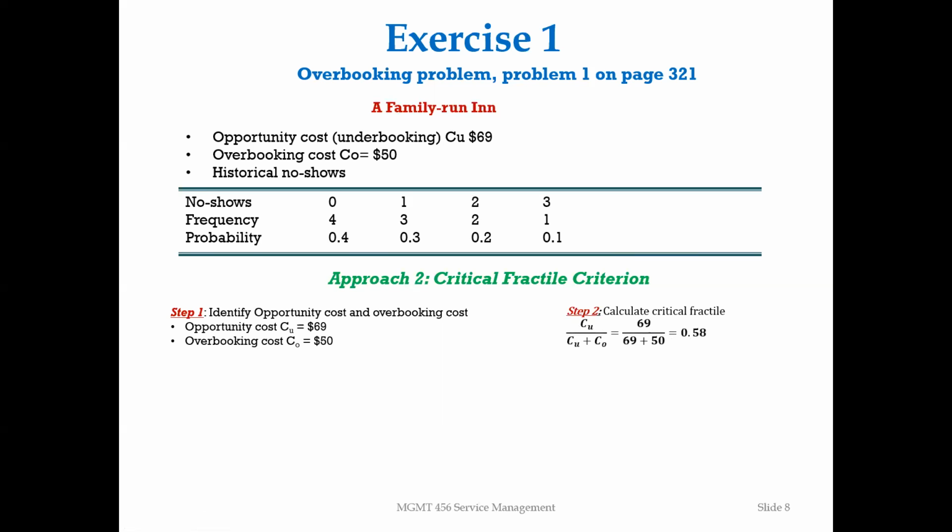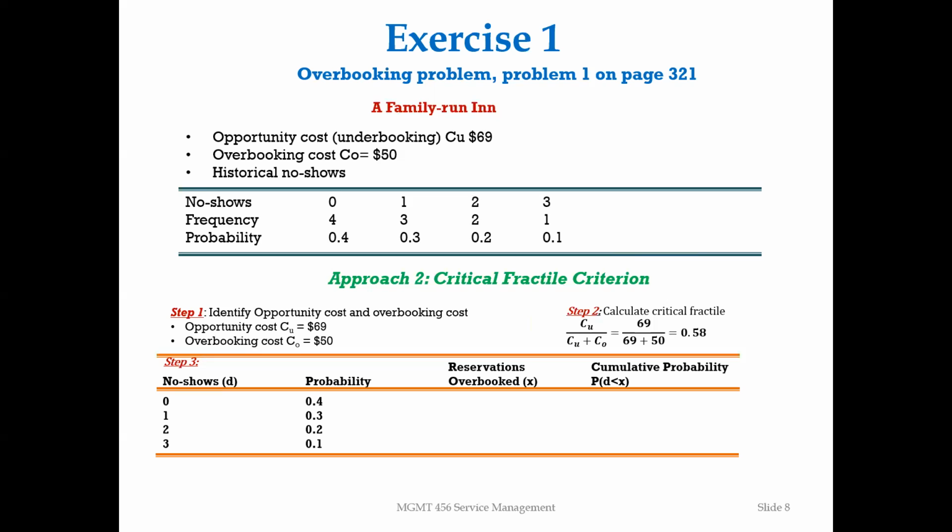We do the math, we get 0.58. So step 3 can be a little bit tricky. For step 3, we use a table. The first column is the number of no-shows from the lowest 0 to the highest 3. The second column is the probability for each possible number of no-shows. In this example, it's 0.4, 0.3, 0.2, 0.1. So the first 2 columns are copy and paste.